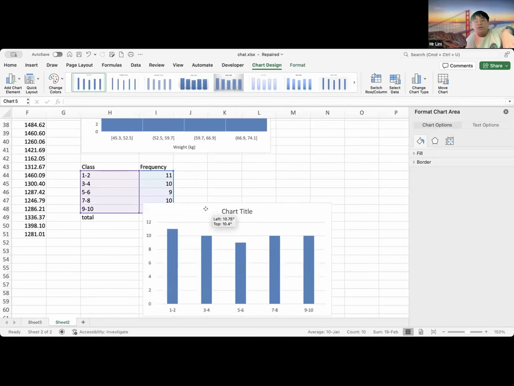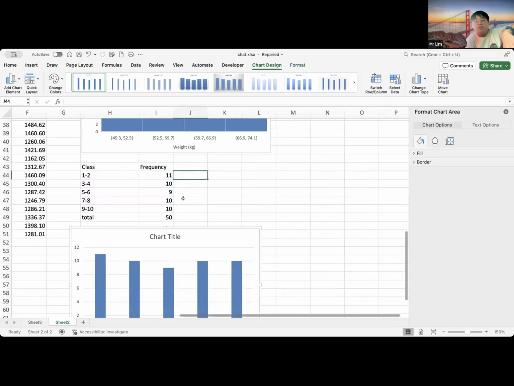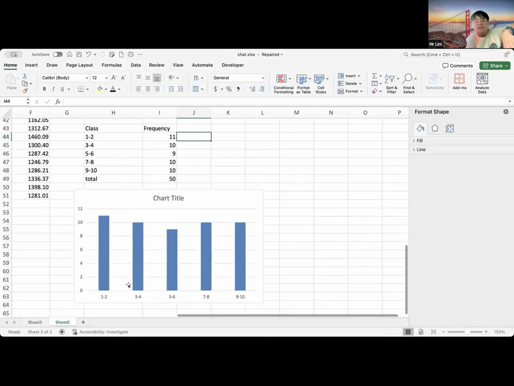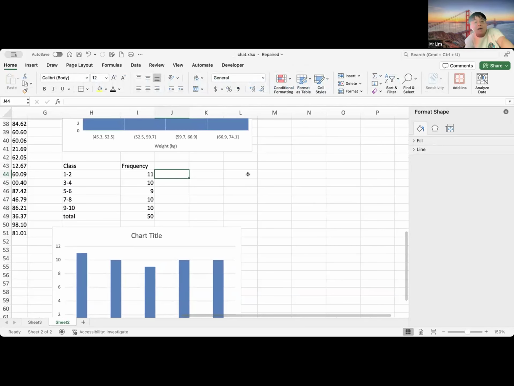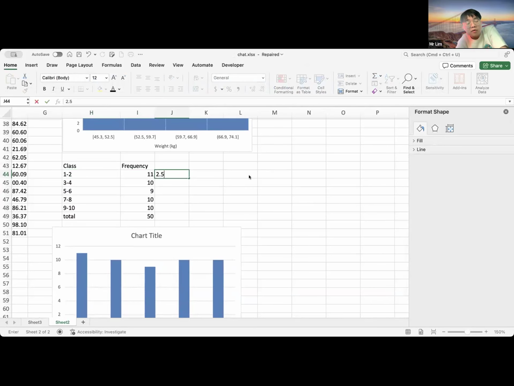If you want to use histogram, I mean, this is already good enough. But let's say if you want your x-axis to be more like what you did in your exam time, maybe let's put the boundary between them. Let's say 2.5, 4.5, 6.5, 8.5, and 10.5. I'm not sure whether this will work or not.